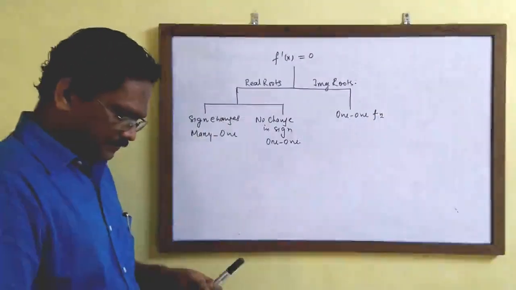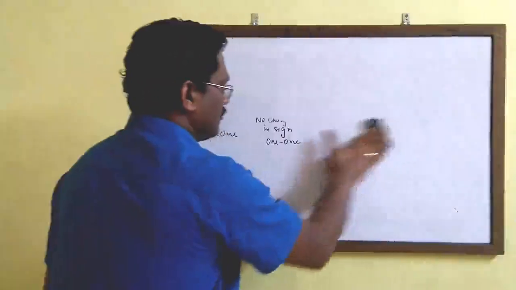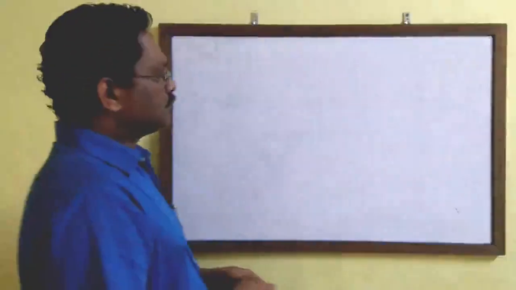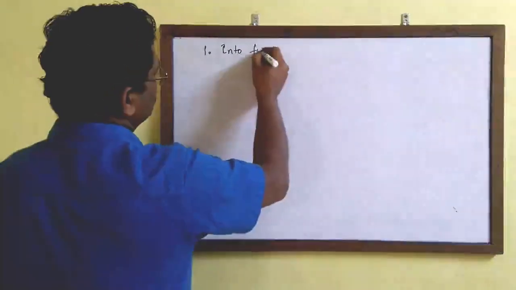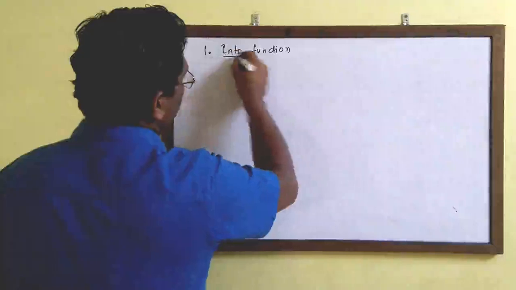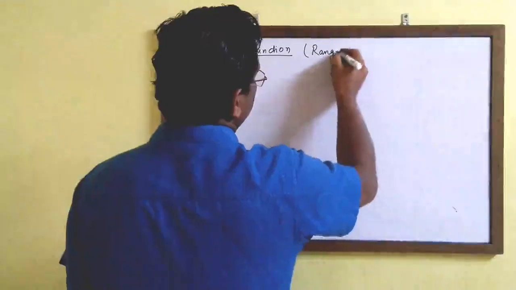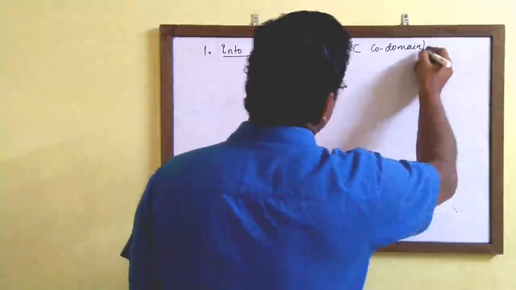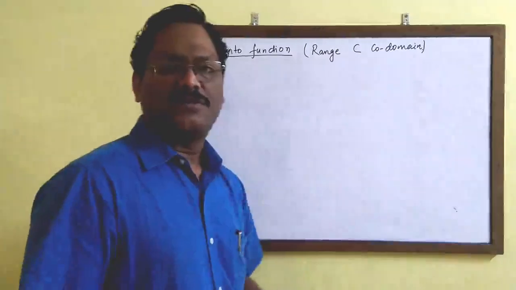Now based on mapping, these are the two types, 1, 1 and many one. 1, 1 is also called an injective function. Now based on range and codomain, you have two types. So based on range and codomain, the first type of function that we get is an into function. Now what is an into function? If the range of a function is a proper subset of its codomain, then you will say that it is an into function.